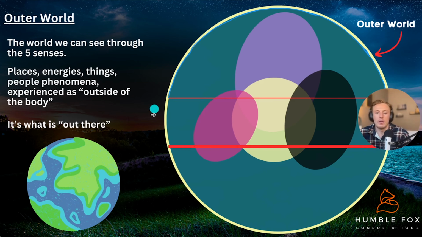So here on the outside, we have this yellow rim, and that is what we're going to be calling the outer world. And that is everything that exists outside of our bodies. And we experience the outer world through our five senses. The outer world consists of places, energy, things, people, and it's everything that's outside of the body. It's what's out there.